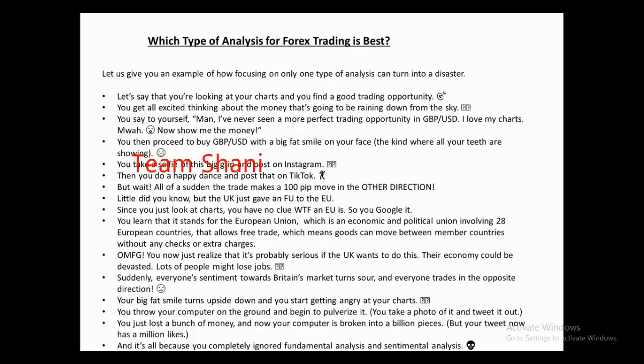So let's go point by point. Let's say you are looking at your chart and you find a good trend, trading for 3 days. Then you get all excited thinking about the money that's going to be raining down from the sky because you're thinking this is the best opportunity. I will buy euro dollar. I will take 5 contract size, and I'm sure, because of the sentimental analysis or the technical analysis individually, out of the three analyses I pick one individually, and I think this is it.